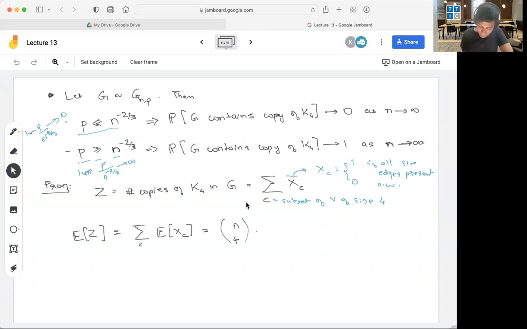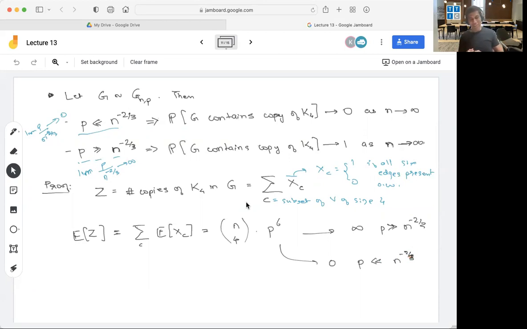the probability that all 6 edges are present is P to the 6, because there are 6 edges which have to be present. Each of them is independently included in my graph in G(n,p) with probability P. So it's n choose 4 times P to the 6. And you can see that this goes to infinity when P is much larger than this threshold of n to the minus 2/3, and it goes to 0 when P is significantly smaller than n to the minus 2/3.